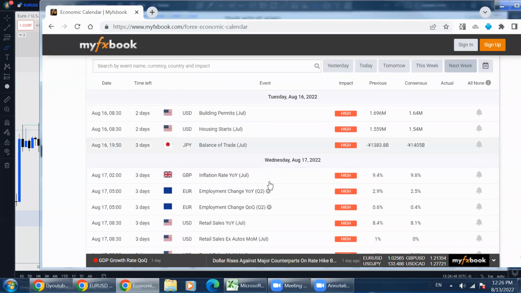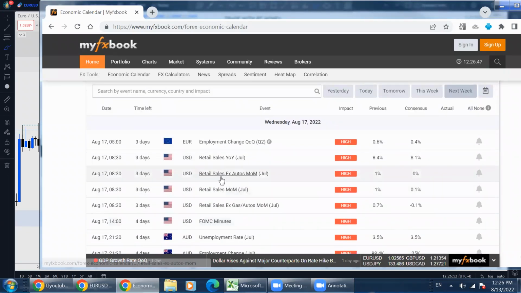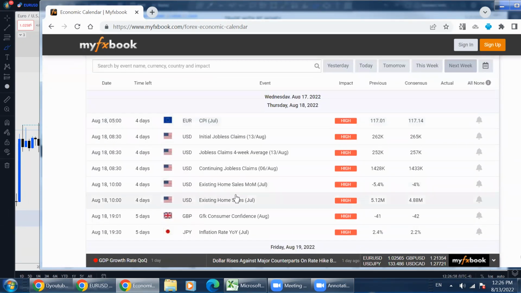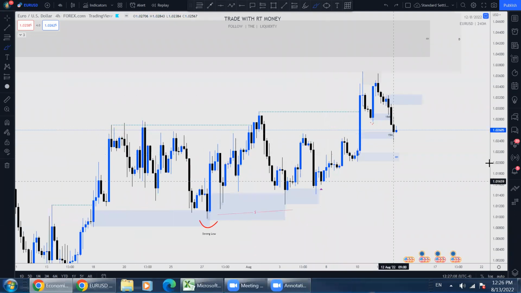Wednesday, wasn't it FOMC? There it is, FOMC. Be careful. And we have CPI data on Thursday for the euro. Just be aware and be clear of taking new entries around that time.